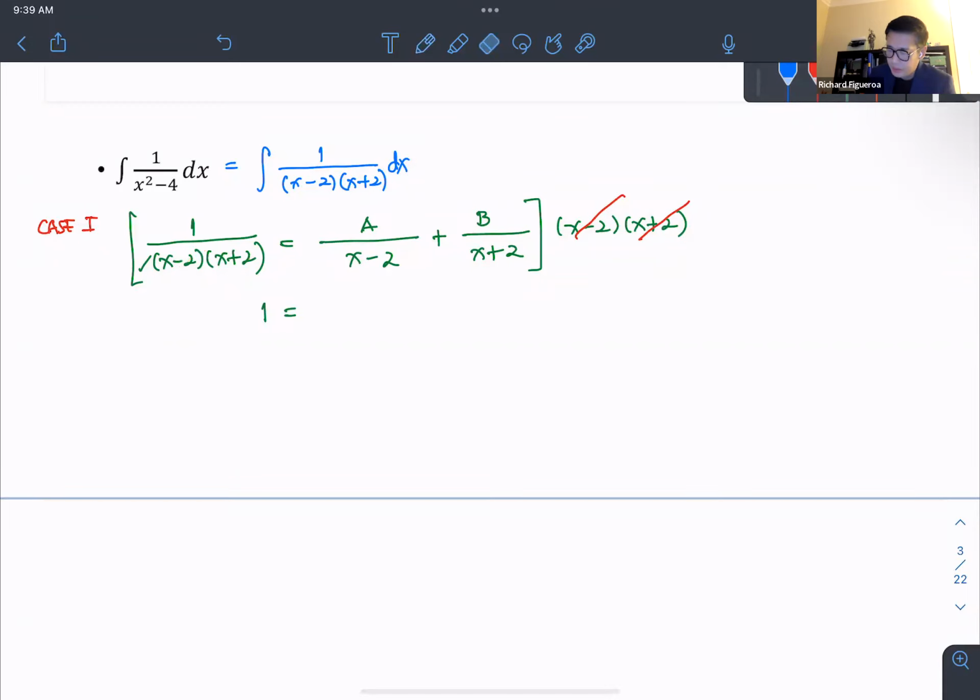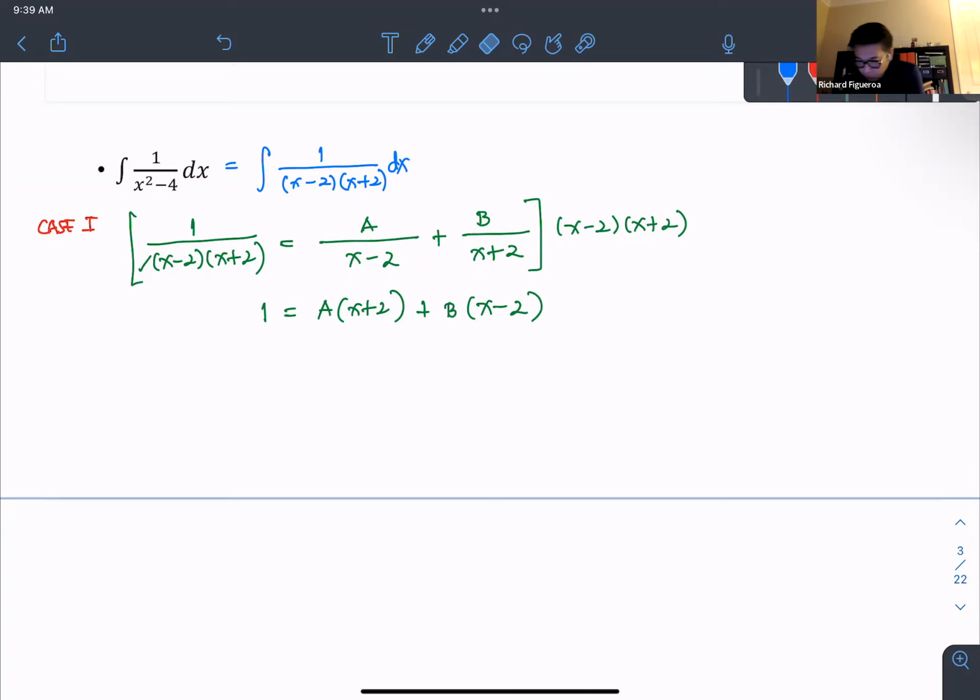Then for the second one, multiply the A. So x minus 2, I'll have A, multiply it with x plus 2 na lang matira. And then lastly, for B, this is x plus 2. X plus 2 will be cancelled out, so I'll have B multiplied with x minus 2. So this time around, we have the equivalent working equation, without a fraction.